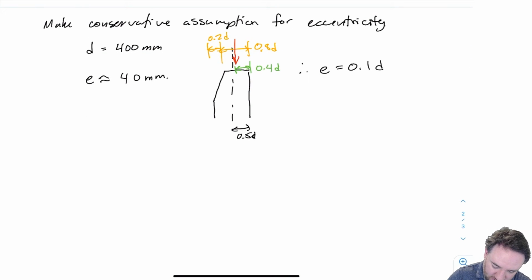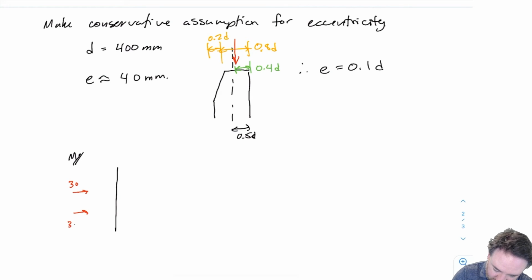Okay, so my moment is going to have two different components, and I'll look at these in a bit more detail later. But we basically have one component of the moment that is from the lateral load. So remember, I have two lateral loads like this. They're each 30. So my moment looks like this. And since this is 1 meter, 1 meter, 1 meter, this is also 30 kilonewton meters.